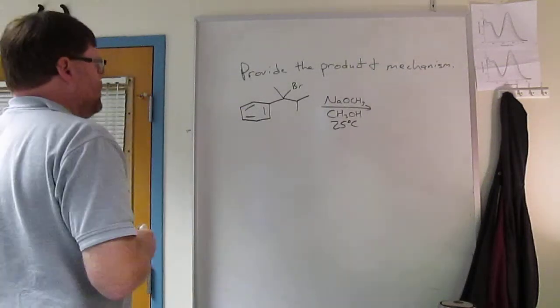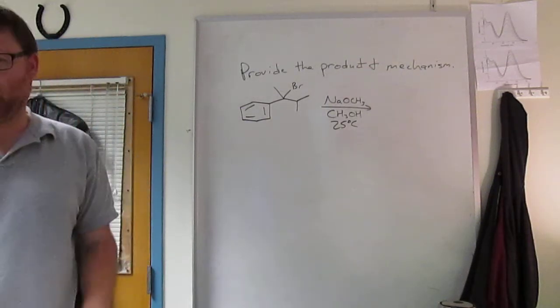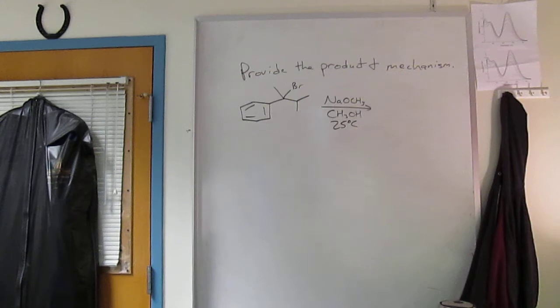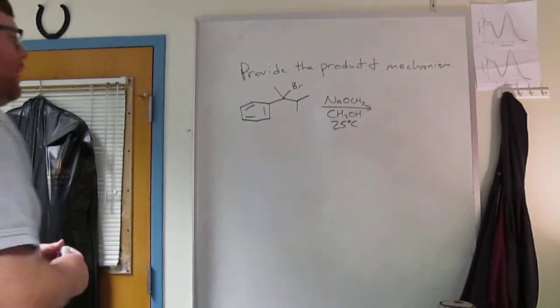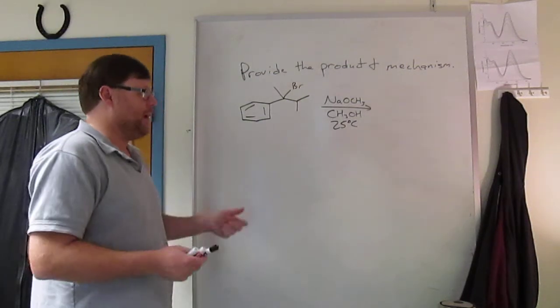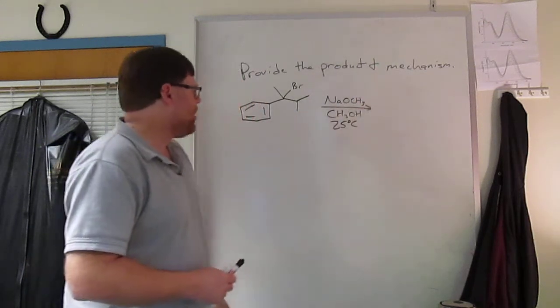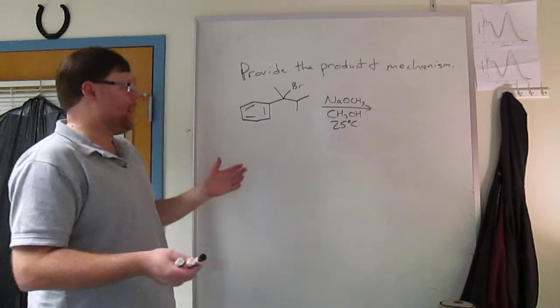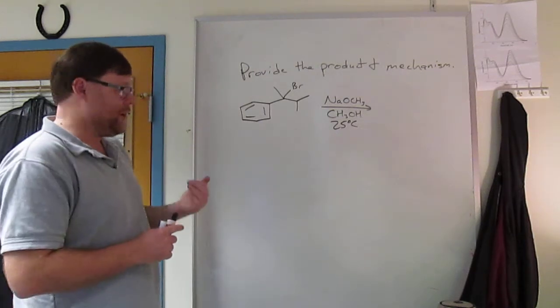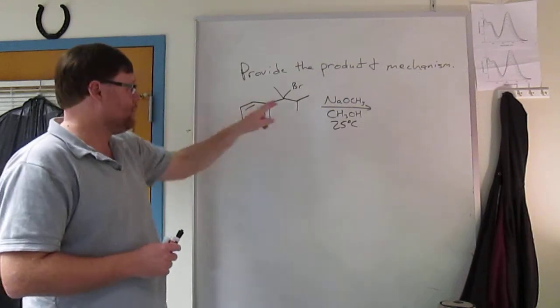Okay, so in this problem, I'm going to ask you to provide a product and a mechanism. So again, mechanism is SN1, SN2, E1, E2. You can see the after image from the last problem there. So again, you really need to break this down. Do you have a leaving group? That's the first thing on the flow chart. You do, it's a bromide.